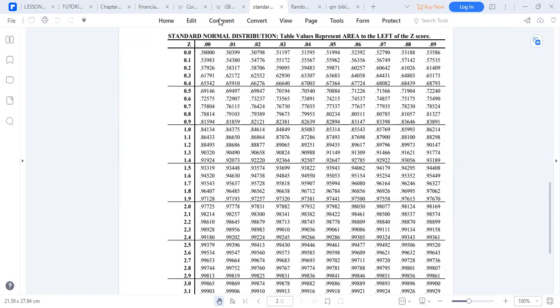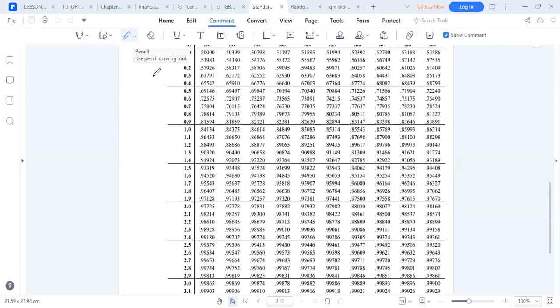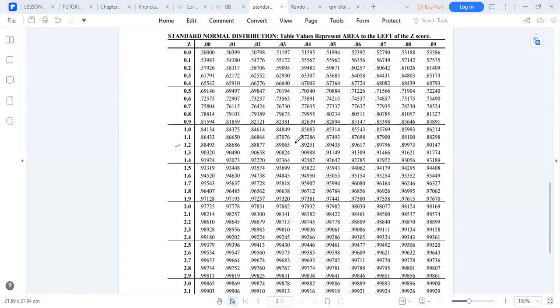What is the reading that we have there? 1.2 and 0.03, this one here. What is our reading here? 0.89065.